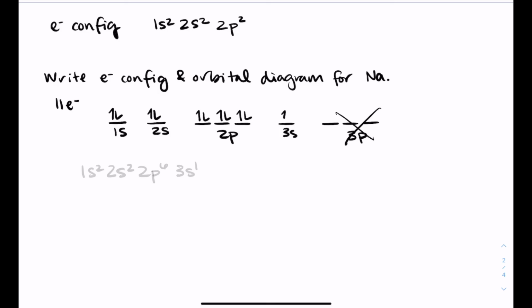My electron configuration, so that was the orbital diagram. Electron configuration, again, reading left to right: my 1s orbital has 2 electrons, my 2s orbital has 2 electrons, my 2p orbital has 6 electrons, and my 3s orbital has 1 electron.